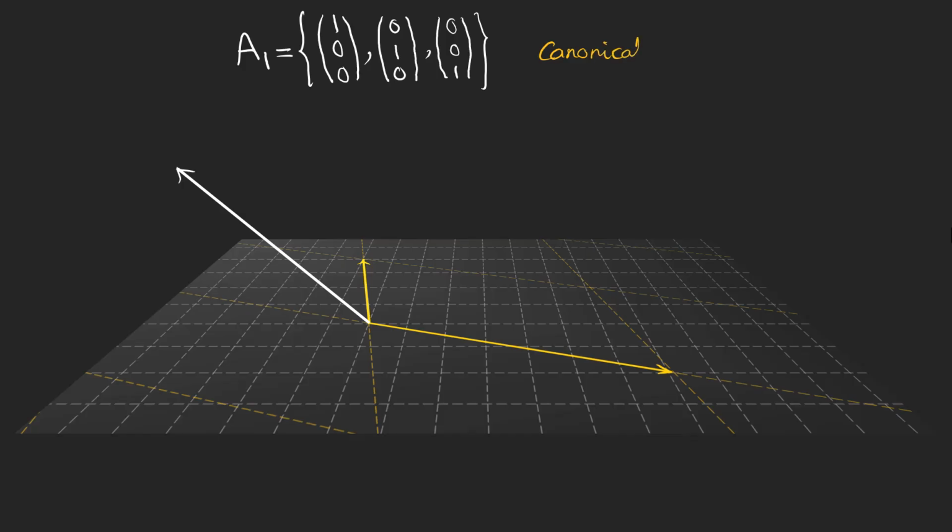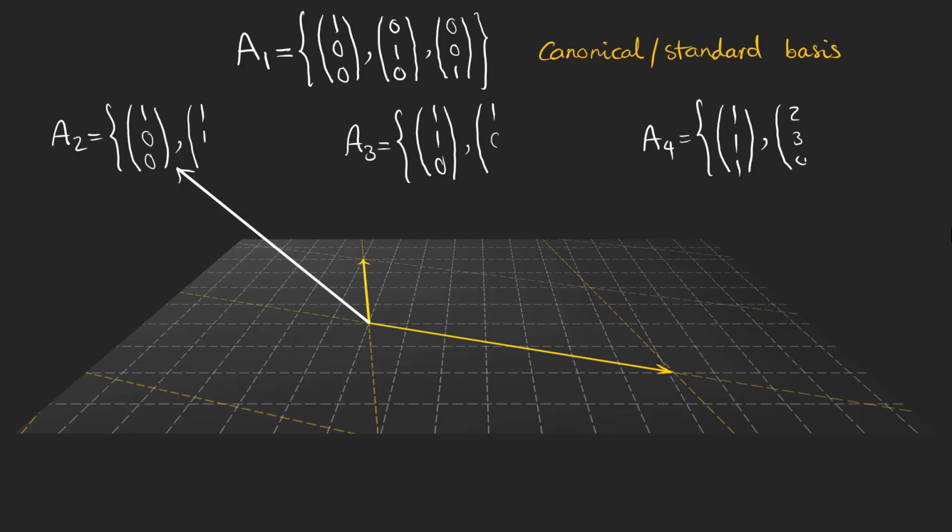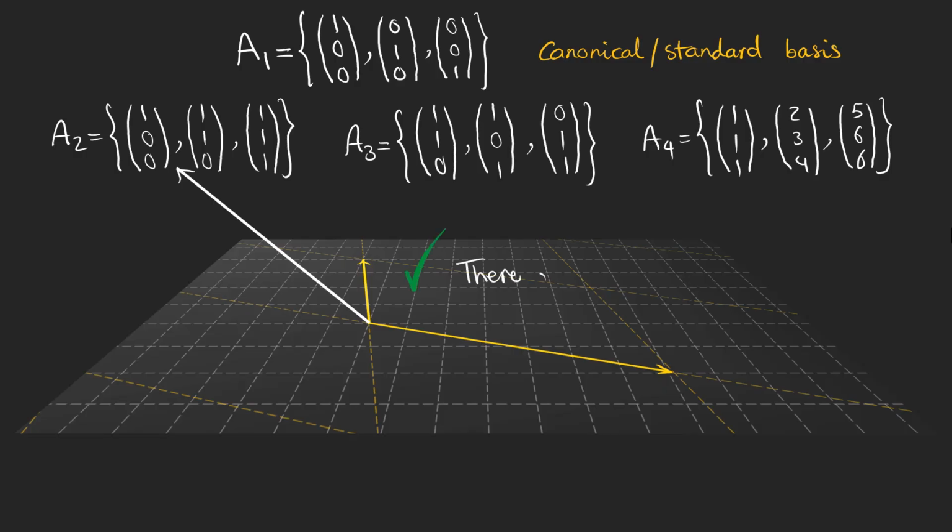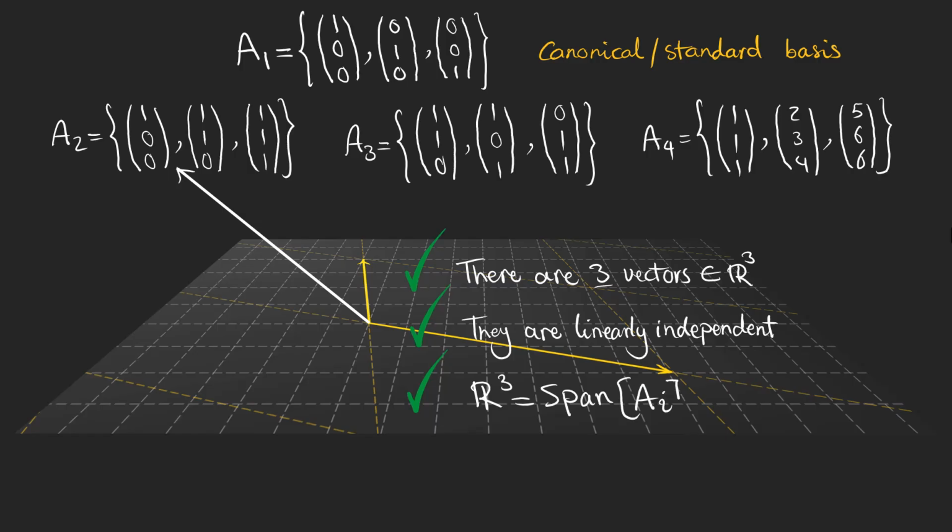So this is a standard or canonical basis for this vector space, and these are some other bases. There are three elements in each set. They are linearly independent, so they can span the vector space. Now, you might say, I don't trust you. How should I know this set of vectors are linearly independent?